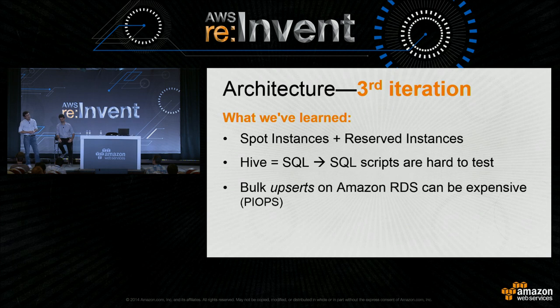And regarding that, bulk upsert on RDS can be expensive. If you are doing bulk upsert from Hive to Amazon RDS, you need a lot of PIOPS to be able to have good performance with that and do it in a really small amount of time. And that can be quite expensive compared to just having a small flow of information doing upsert.